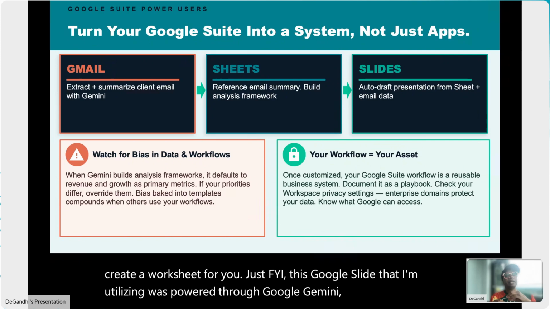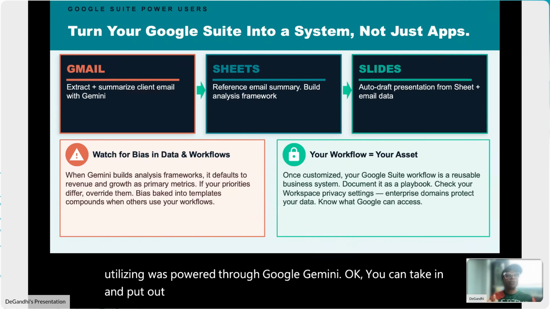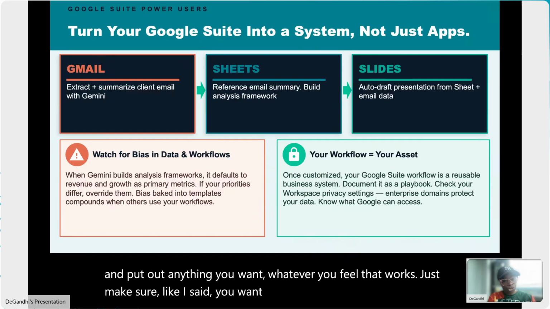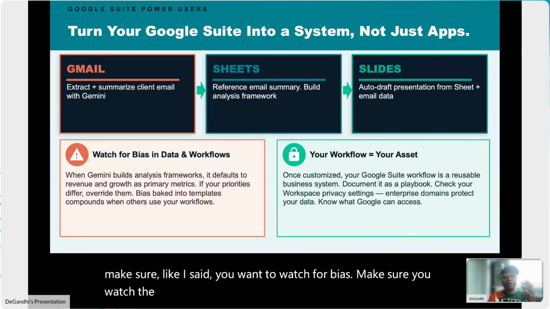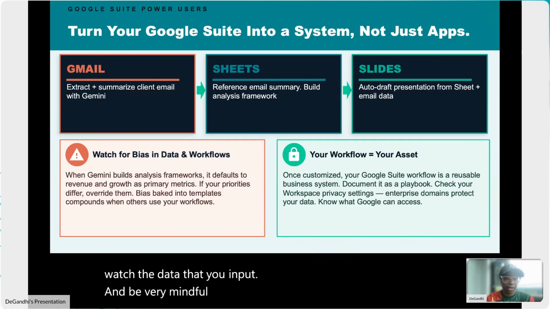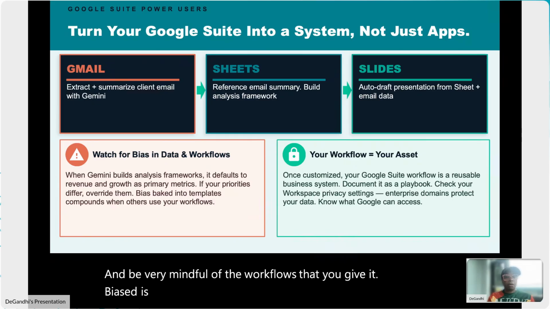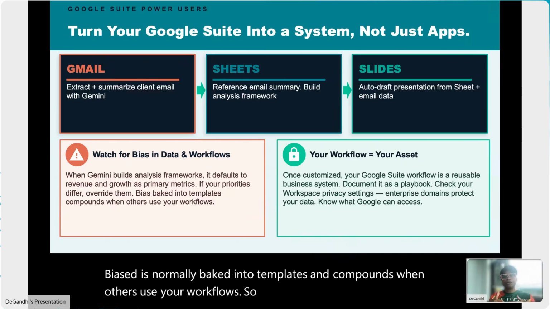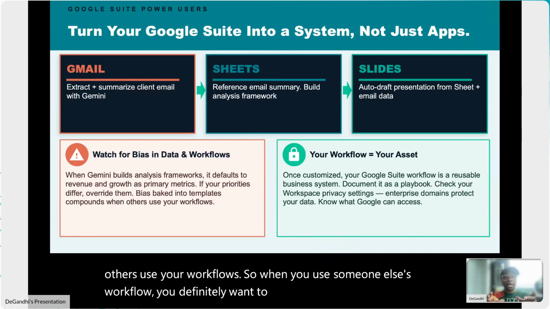You can take in and put out anything you want, whatever you feel works. Just make sure, like I said, you watch for bias, watch the data that you input, and be very mindful of the workflows that you give it. Bias is normally baked into templates and compounds when others use your workflow. So when you use someone else's workflow, you definitely want to make sure that the bias is taken out, okay?